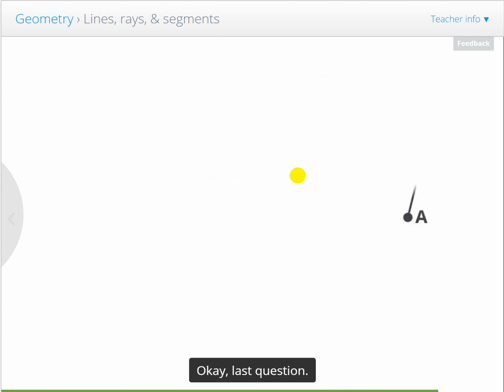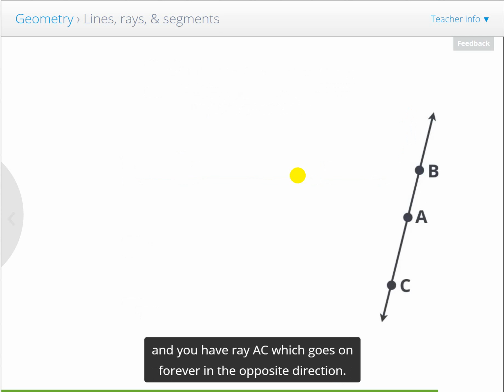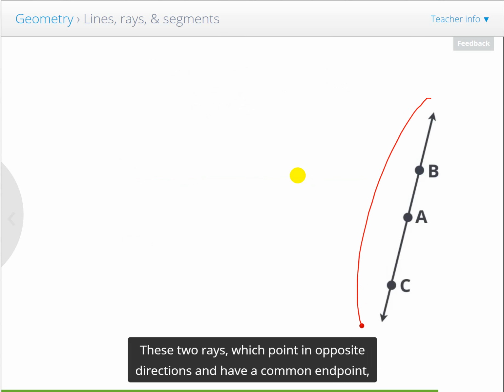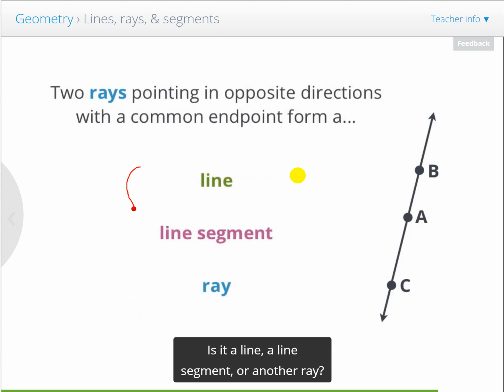Okay, last question. Suppose you have ray AB, which goes on forever in this direction, and you have ray AC, which goes on forever in the opposite direction. These two rays, which point in opposite directions and have a common endpoint, point A, together form a what? Is it a line segment, or another ray?